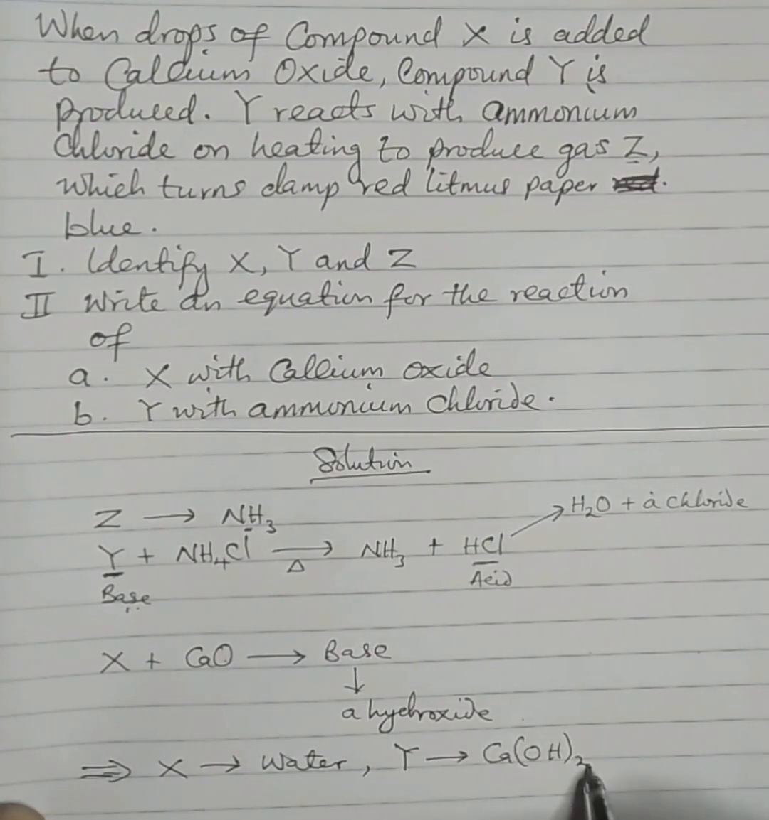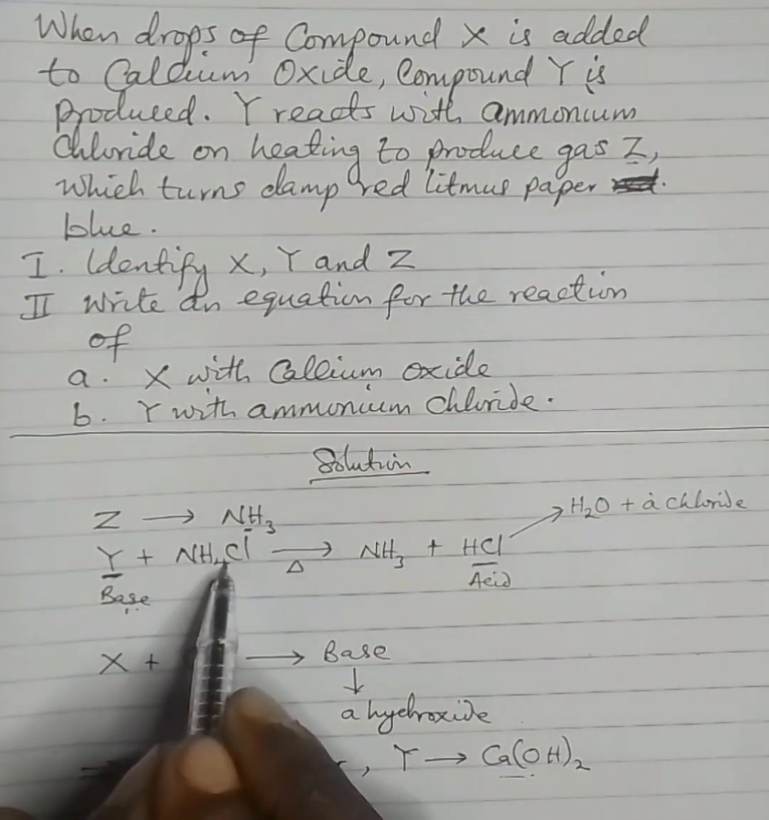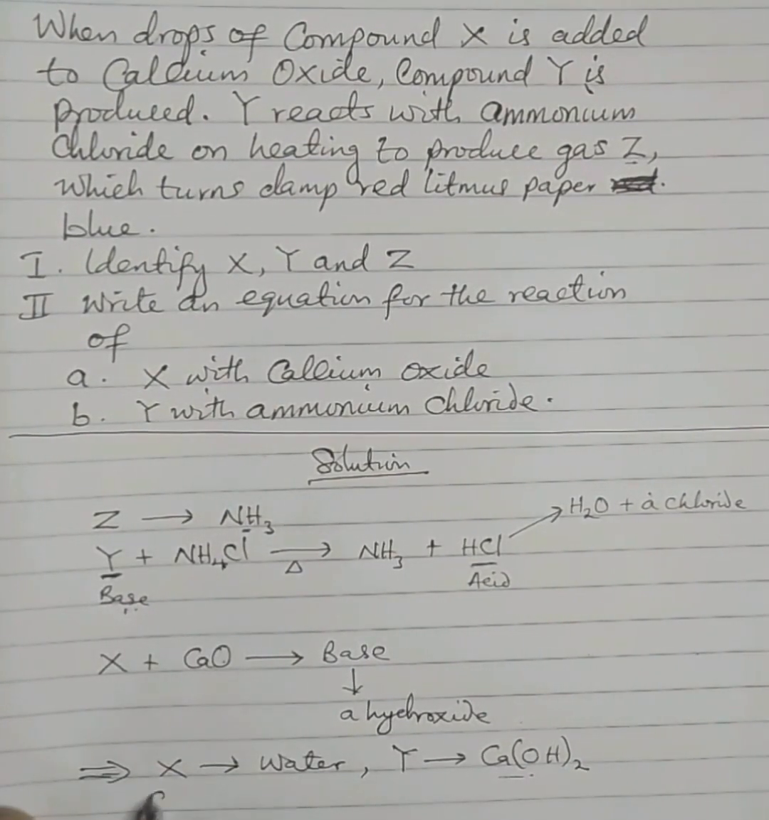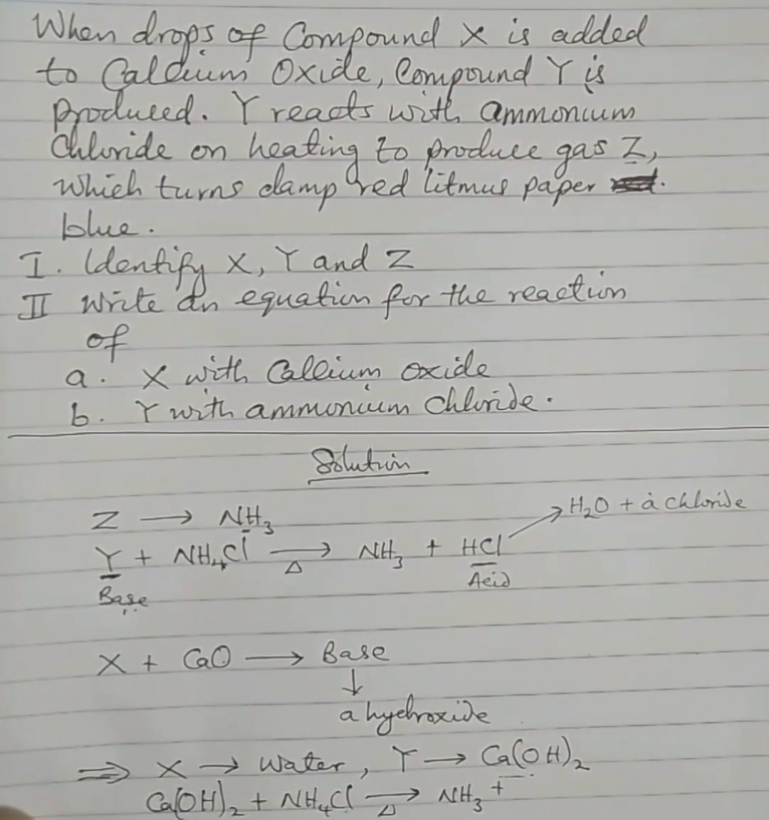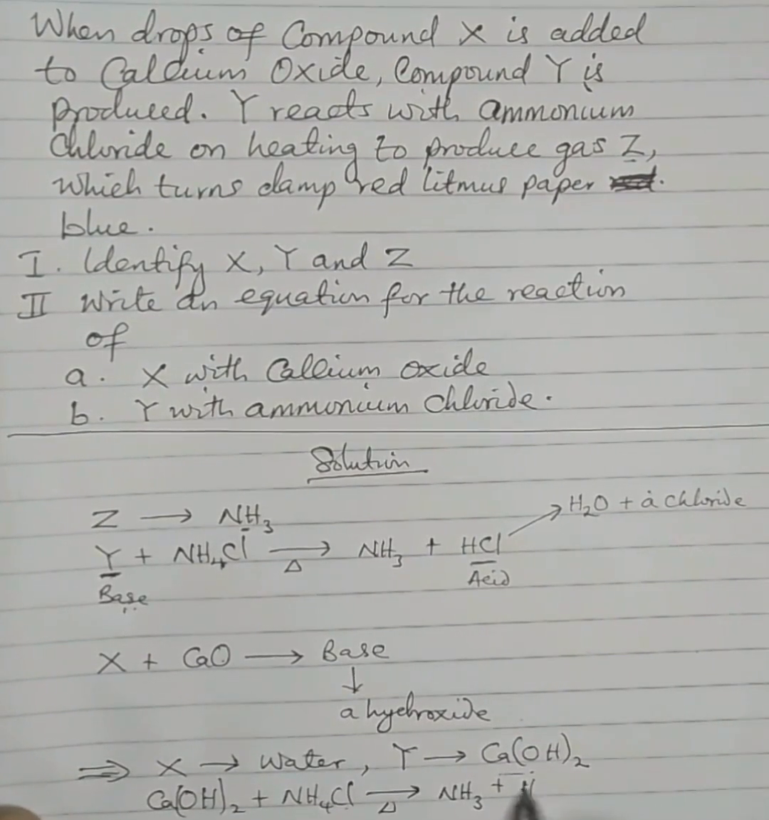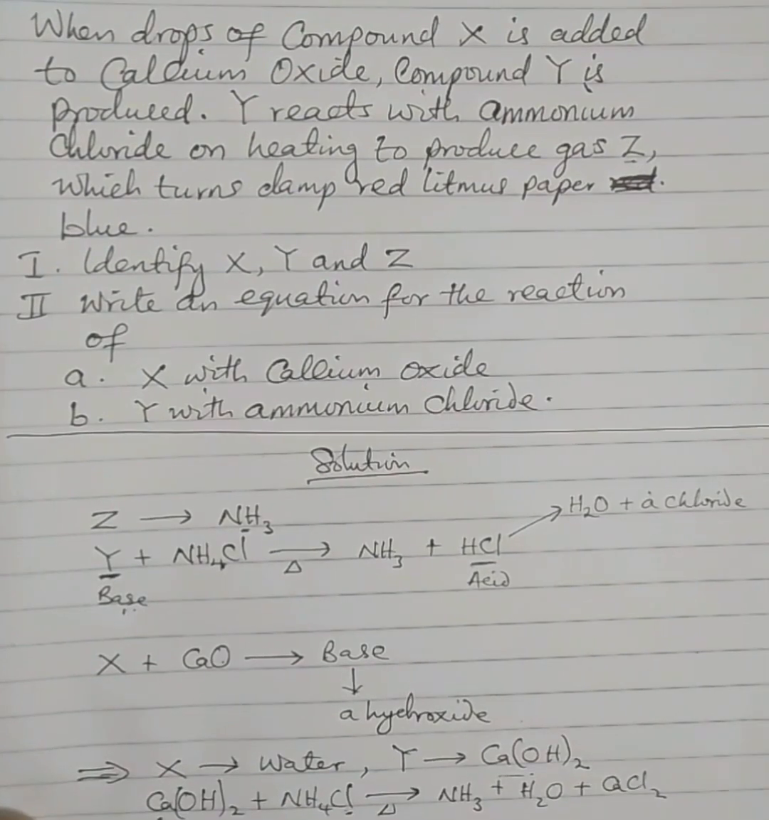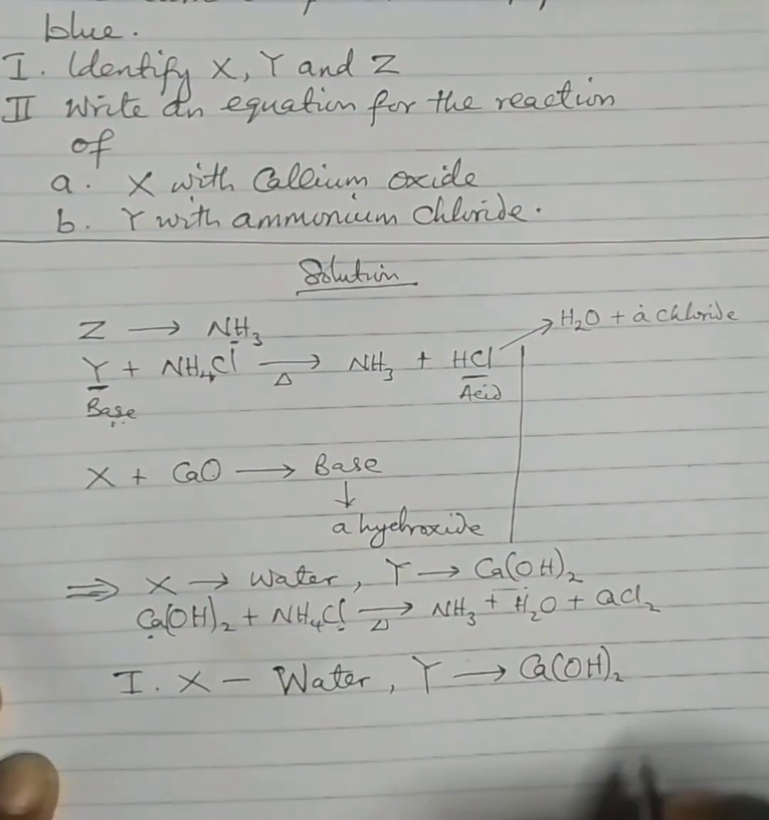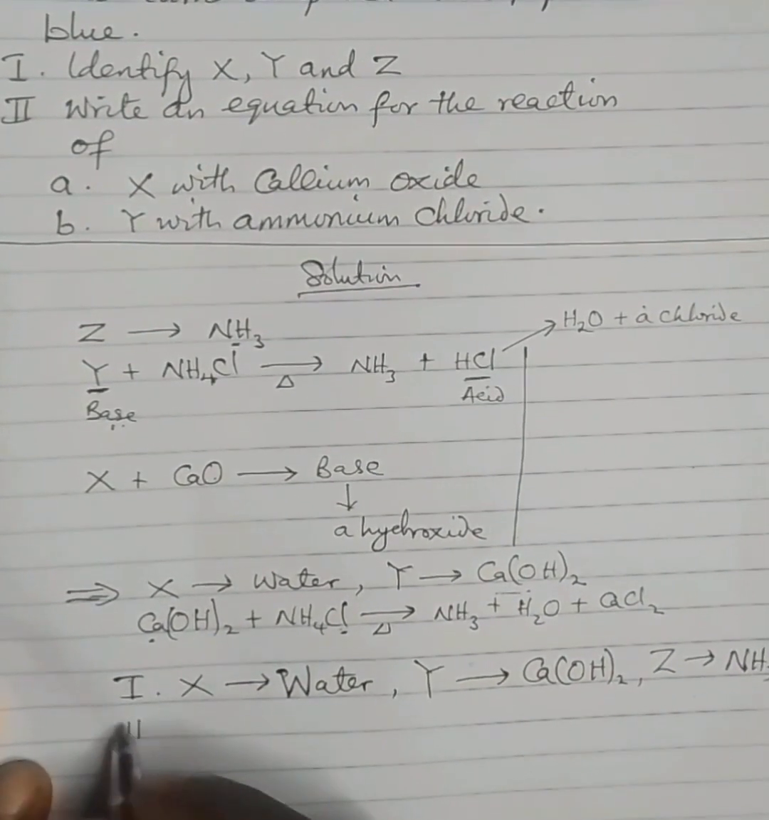Now let's go back to the question. Y reacts with ammonium chloride to form ammonia. So let's take Y as calcium hydroxide and react it with ammonium chloride and show how ammonia was produced. Then what is remaining in ammonium chloride is hydrogen chloride, hydrochloric acid, which will now attack calcium hydroxide to form water and calcium chloride. So to now answer the question, X is water, Y is calcium hydroxide, and Z is ammonia gas. Now let's go to question II.